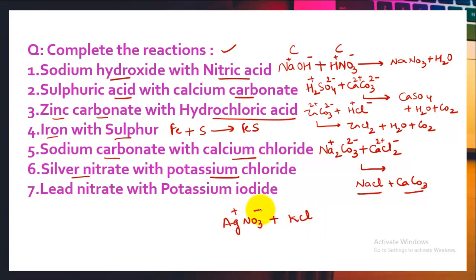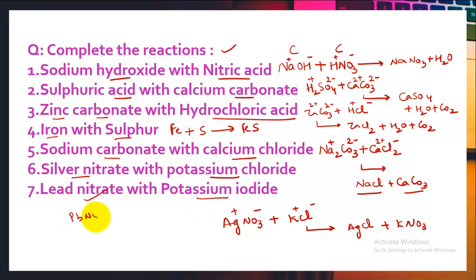Let's write their valencies. So these are the valencies. When they interchange their ions, it will form AgCl and we'll get KNO3, that is silver chloride and potassium nitrate.